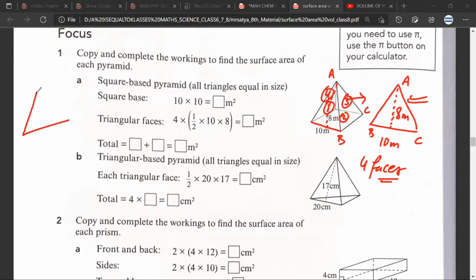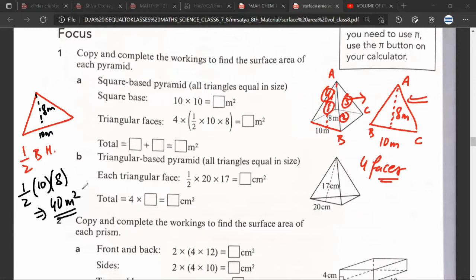Now area of each triangle. We know that area of each triangle is half base into height. Now the base of each triangle is 10. The height is 8. Therefore the area would be half base into height. This will be equal to 40. Are we clear about this or not? Yes, sir. Mr. Sarthak? Yes. So area of this face is 40 meters square. Are we clear? Yes, sir.